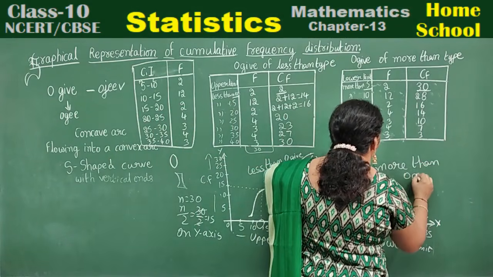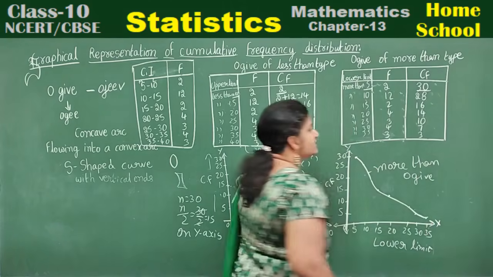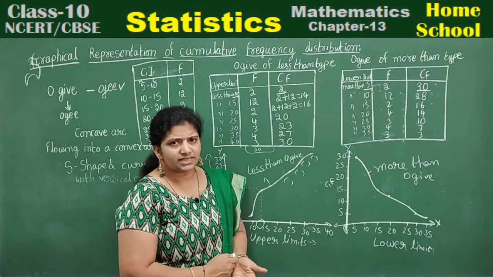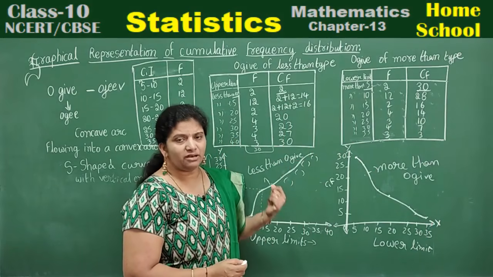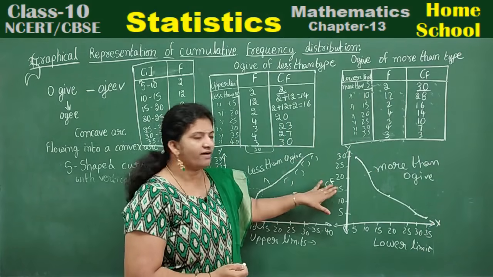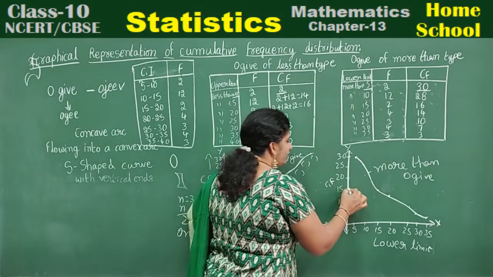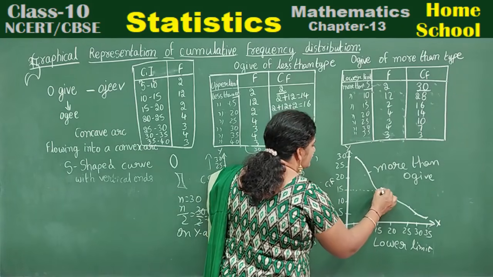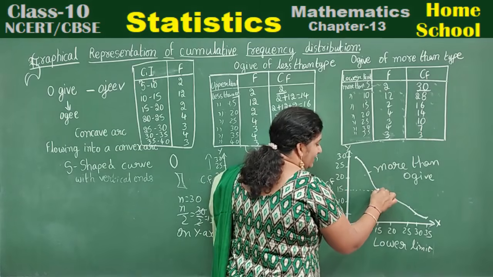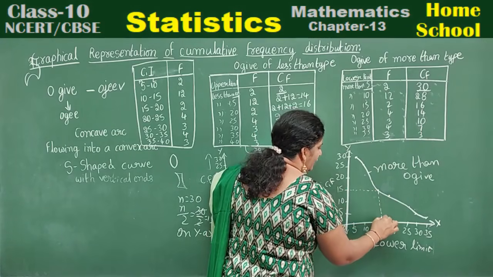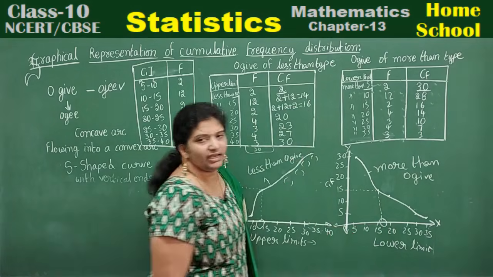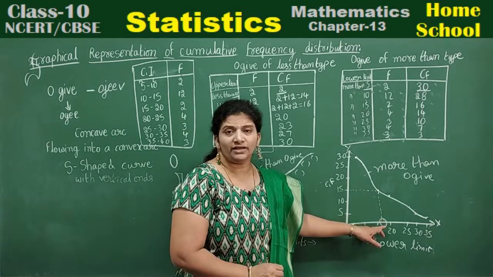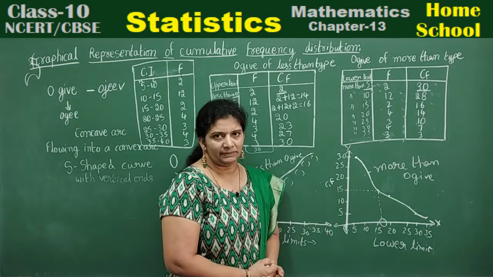This is more than type ogive. In this, how to find the median? Same manner. n is 30, n by 2, 15. On y-axis, where is 15? Draw a line which is parallel to x-axis. Where it touches the curve, there you draw the perpendicular. This is the median. Whatever value you get, that is called the median.